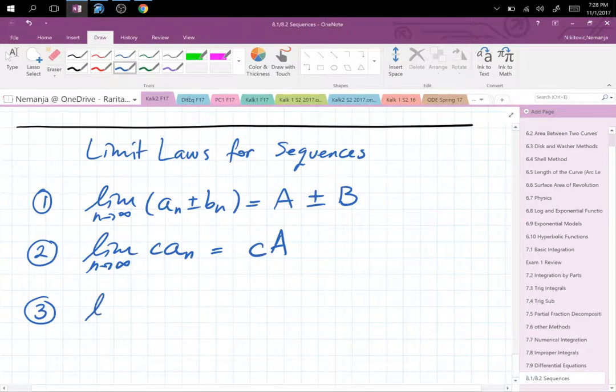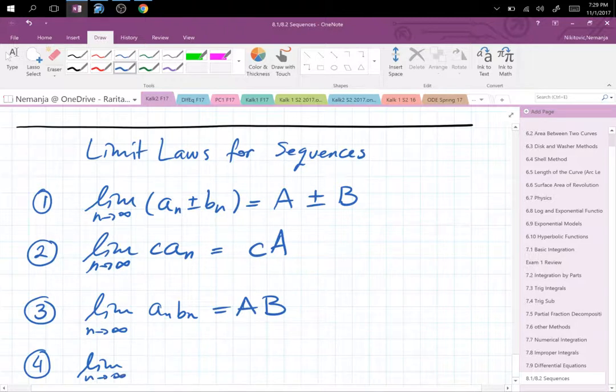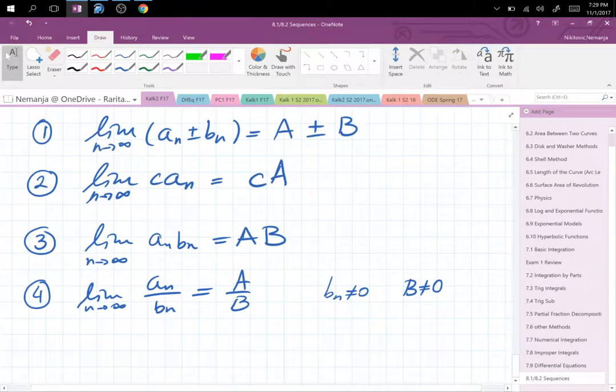And number 3, that you don't have for derivatives and integrals. You remember this? It doesn't work for derivatives, doesn't work for integrals, but it works for limits: the product. And the quotient as well. So we don't need any special formulas. But we have to state that b_n is different than 0, and B is also different than 0. Great. Those are the limit laws.